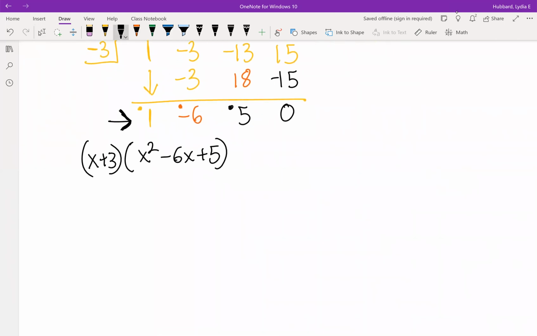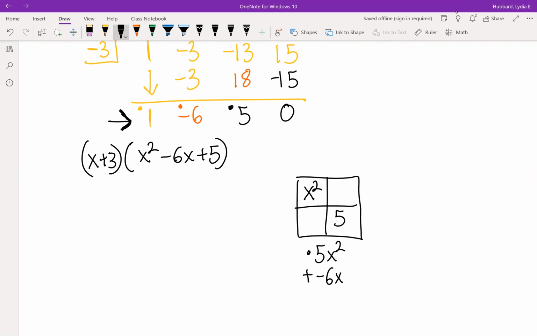But again, it said factor completely, so I'm going to put this in the box now in order to factor it all the way out. So I need something that multiplies to 5x squared, but adds to a negative 6x. So that's going to be negative 5x and a negative 1x. Out of the first column, I can take out an x. Out of the second column, the closest box is negative, so I'm taking out a negative. And both of those are divisible by 5. Out of the first row, I can take out an x. And again, on the second row, the closest box is negative, so I'm taking out a negative 1.